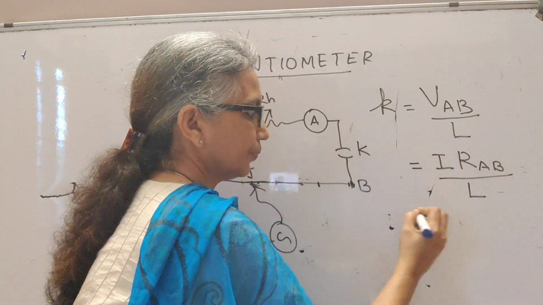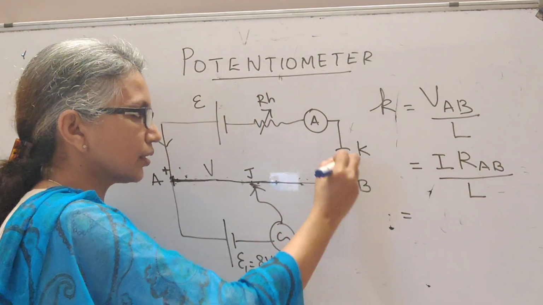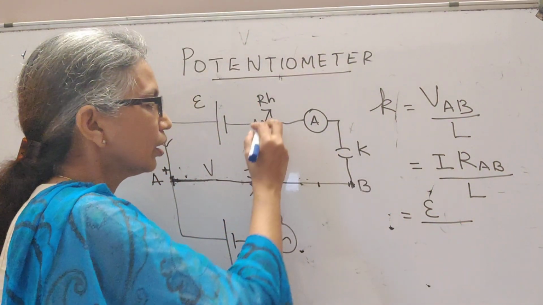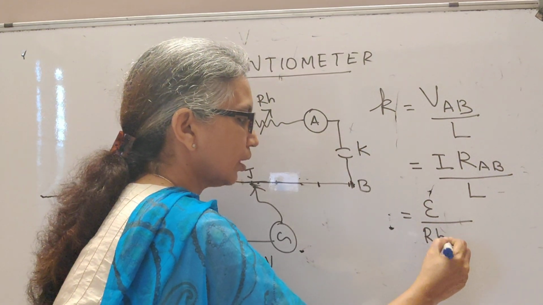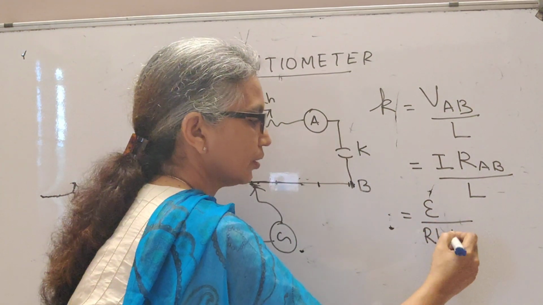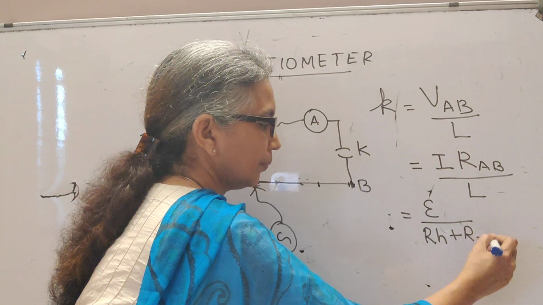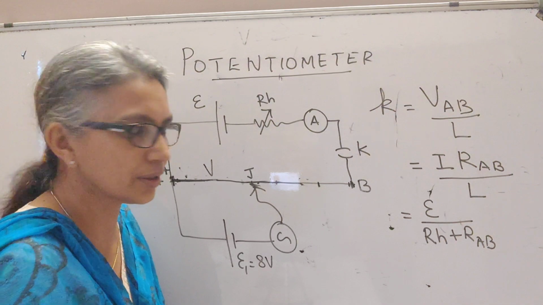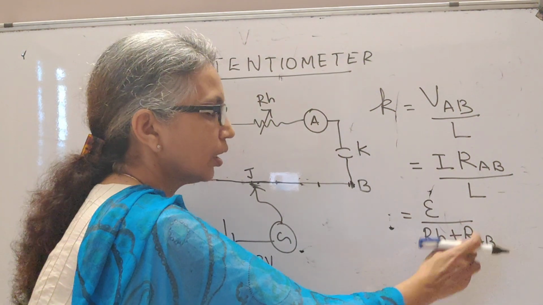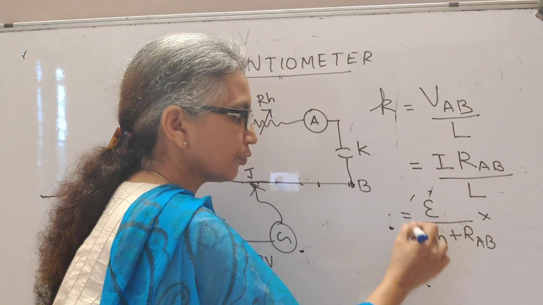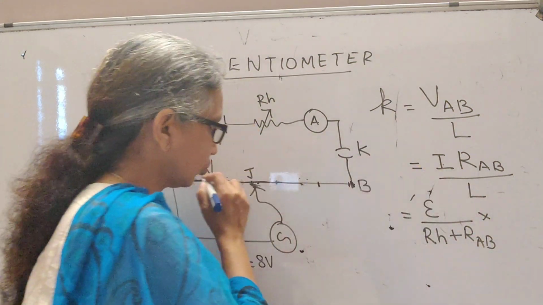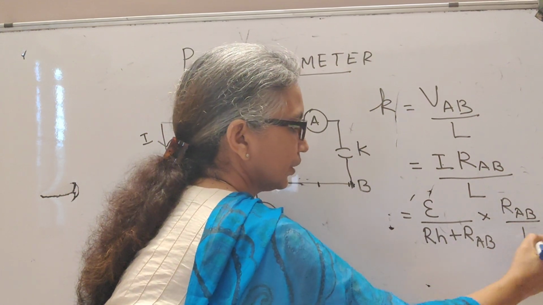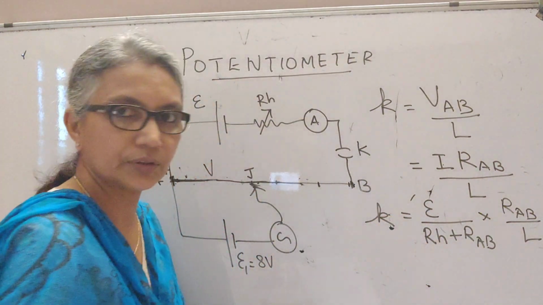divided by L. What is this current we discussed here? The potential here is the EMF E in the primary circuit. Then we have the rheostat RH plus this resistance of the wire RAB. I told you we won't bother about the small internal resistance r because it is negligible compared to these two values, so this is the expression for I that we have written, I through the wire, into RAB by L. This is what we have as K.